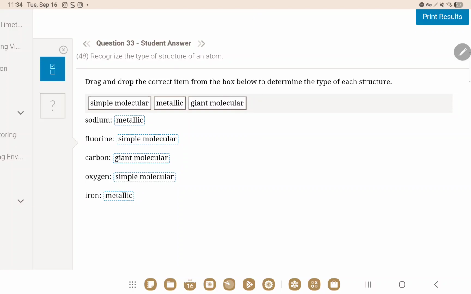Okay, so sodium is a metal, so it has a metallic bond. Fluorine is a molecular compound, so it has a simple molecular structure. Carbon is a giant molecular. Carbon and silicon and all group 4 are giant molecular structures. They're most likely only gonna give you silicon and carbon. Oxygen is simple molecular. Iron is a metal, so it is metallic. Moving on.